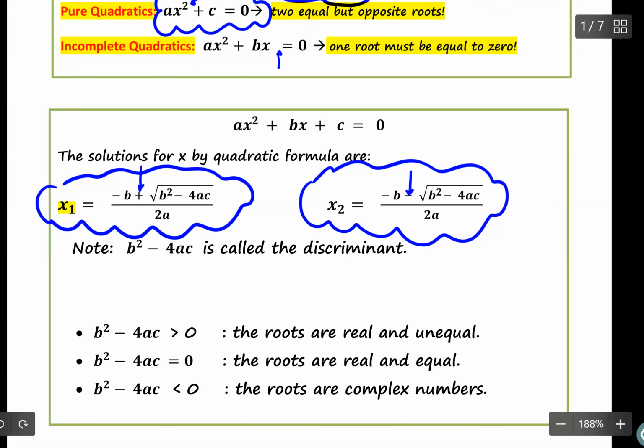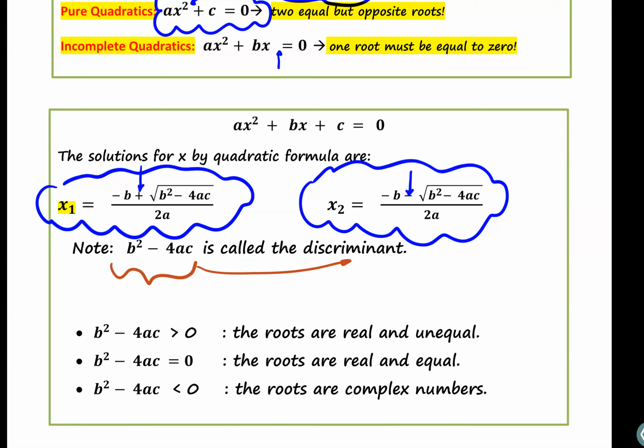I would like to draw your attention to this expression b squared minus 4ac. b squared minus 4ac is called the discriminant. The discriminant is the key and is very important to figure out in solving for the quadratic equation. b squared minus 4ac will tell me what type of solution that I'm going to get.